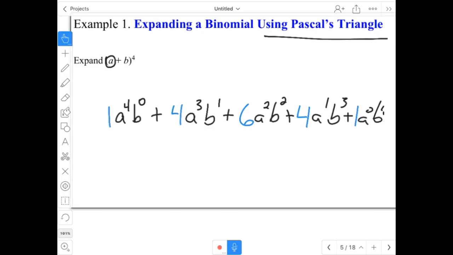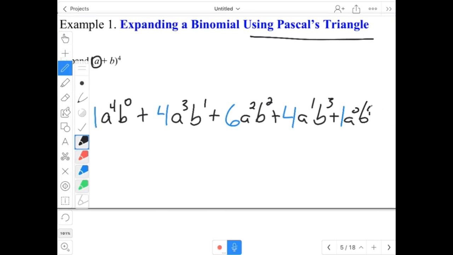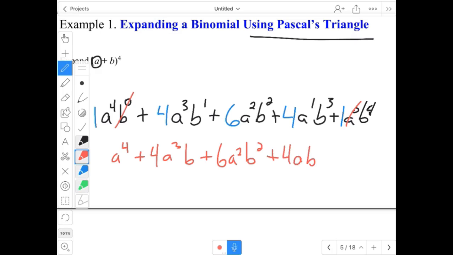Let me shift that over a little bit so we can see everything with our b's. Okay, so if we wanted to simplify this, we can. We know that anything to a 0 power is just 1. So our very first term would just be 1 times a to the 4th, or a to the 4th, plus 4a cubed times b, plus 6a squared b squared, plus 4a b cubed plus b to the fourth.